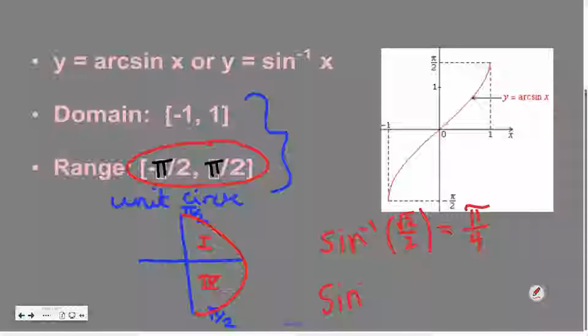Now, if I ask you for the inverse sine, but it's negative radical 2 over 2, what would we say?